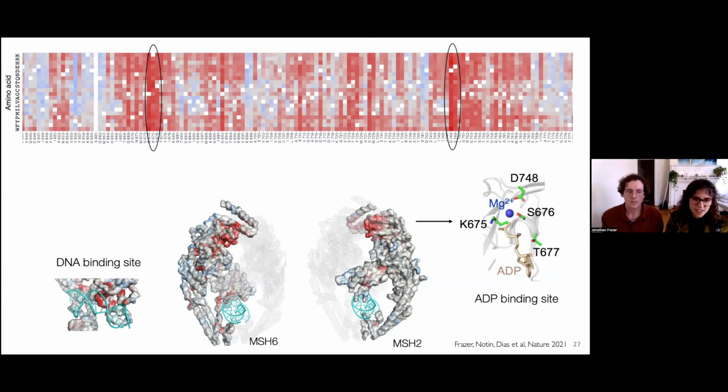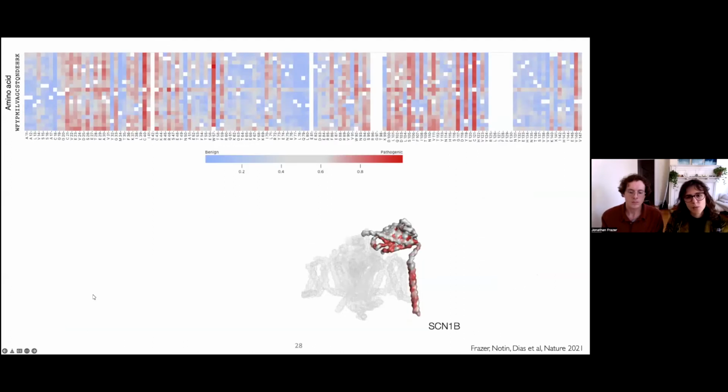Okay, so this is the other side. This is MSH6, and you can see that there are also a lot of pathogenic variants at the DNA binding site. And this is basically an equivalent exercise, but with an ion channel complex. This is SCN1B and the heat map for the scores of SCN1B that binds to SCN4A, again involved in lots of disease, in this case cardiac and neurological disease.